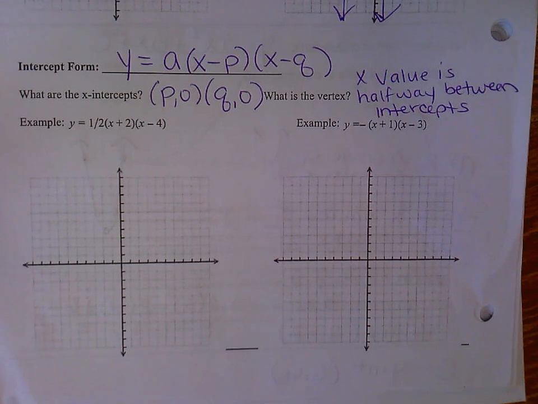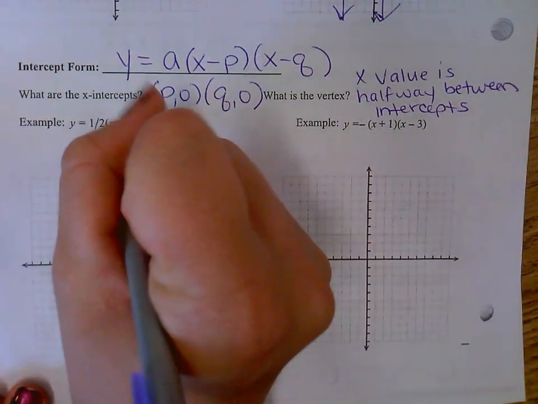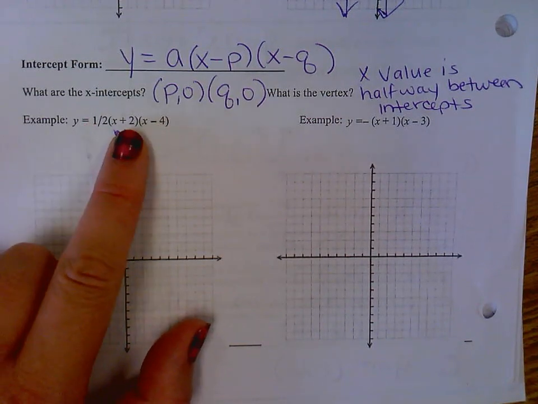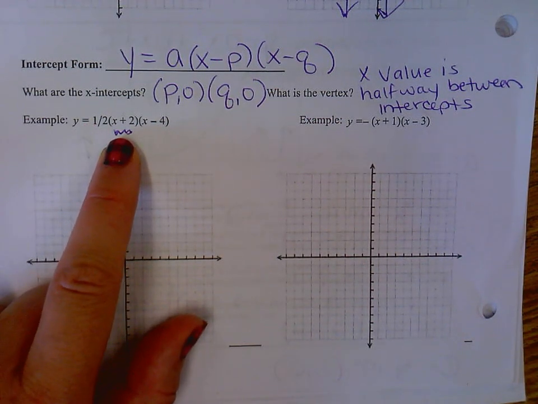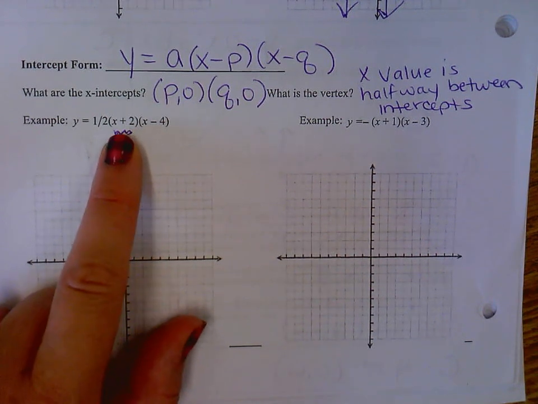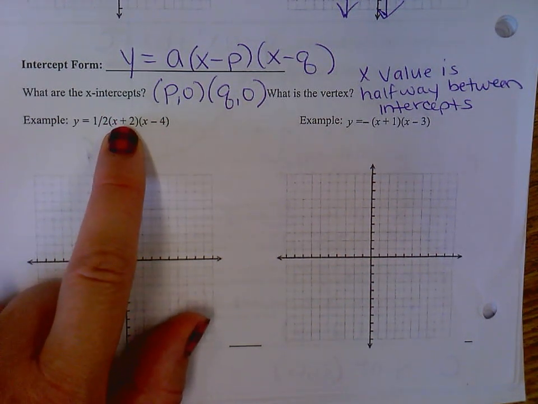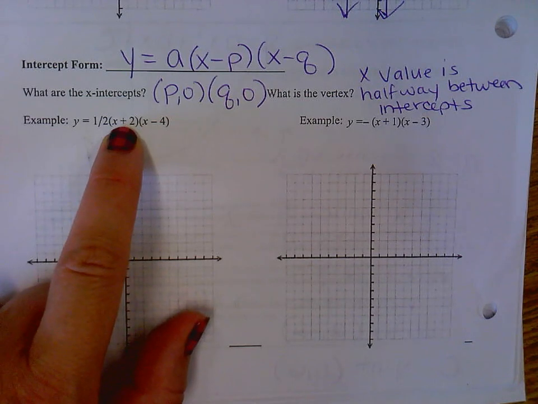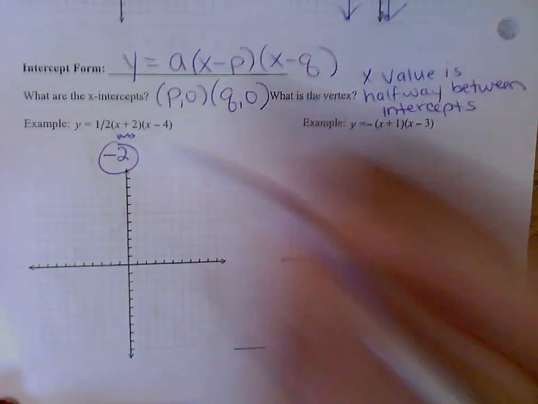All right, so what are my two x-intercepts? What will make this equal to 0? X plus 2. What will make that equal to 0? What does x have to be? We went back one page to intercept form. What goes in this parenthesis to make it equal 0? -2. Would everyone agree if I plug in -2, I get 0? Okay, so -2 is one of my x-intercepts.